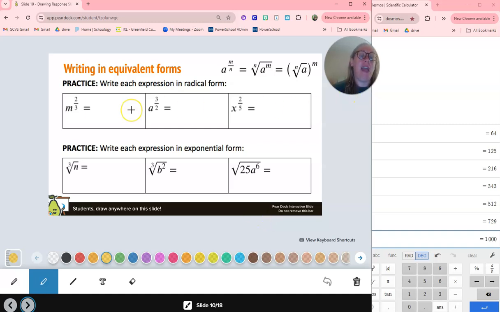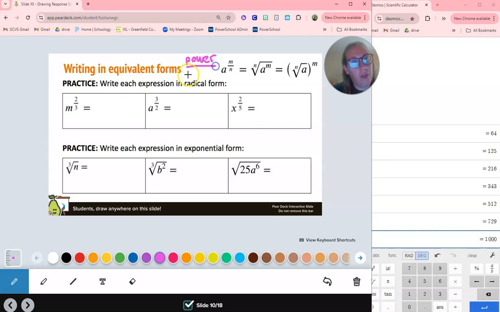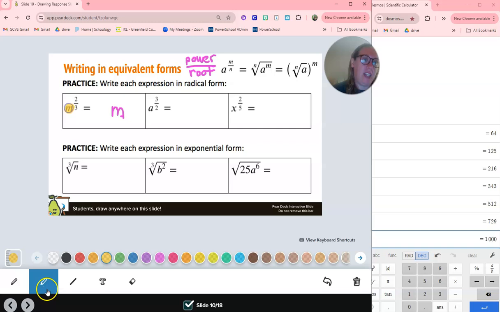Up in slide 10, we have our exponent form, and we're going to turn it into radical form. At the top of your screen, you might write power over root to remind yourself. That's what we want to be thinking when we're working through these problems. Our base is m, so I just write m first. My power is 2, so I'm putting a 2, and my root is 3. Power is 2, root is 3.